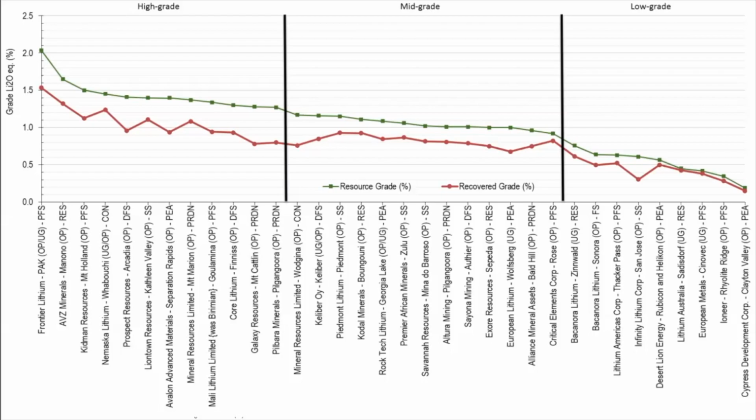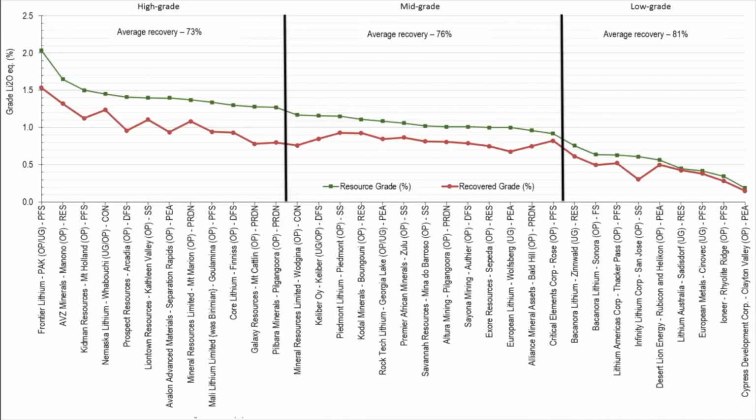So what's going on? Now, because higher grades are a larger number, if recovery rates were the same for all grades, we would expect to see a slightly bigger gap between the two plots at the high grade end, but certainly nothing this large. So to investigate this further, we took the average recovery rate for each category of high grade, mid grade and low grade. Here we can see that the high grade projects have recoveries that average 73%. This compares to 76% for mid grade deposits, while lower grade deposits have higher recoveries, 81%.